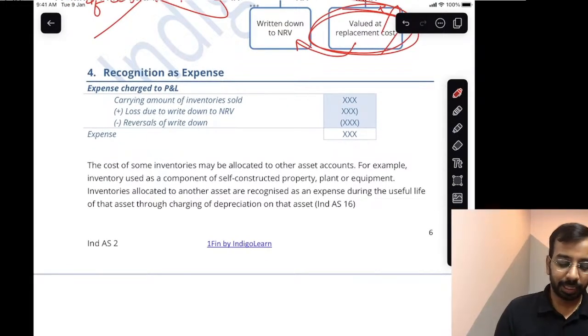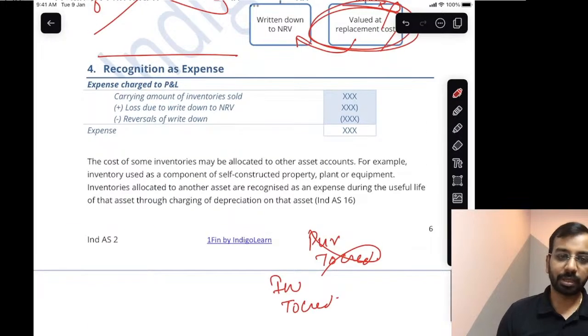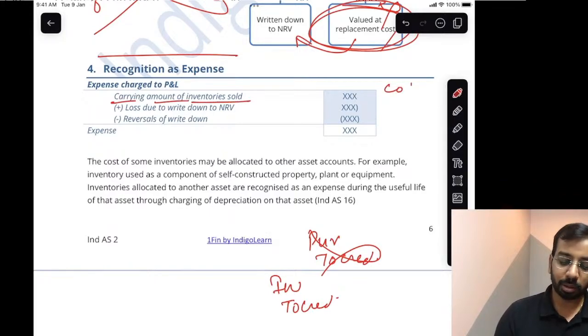Now of course, the entry that you pass, purchases to creditors, you have to change your mindset, and now you have to say inventory to creditors. As and when you sell the product, whatever is the amount of inventory sold, what we say cost of goods sold, this is recognized as expense.